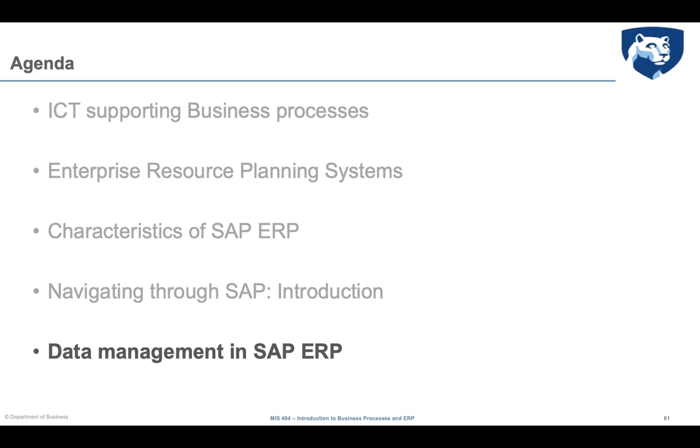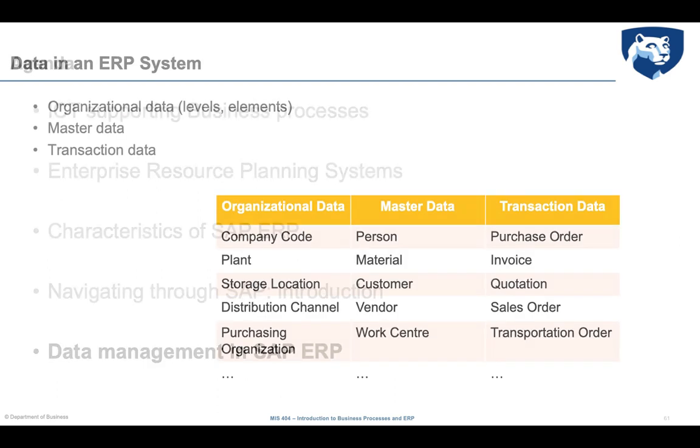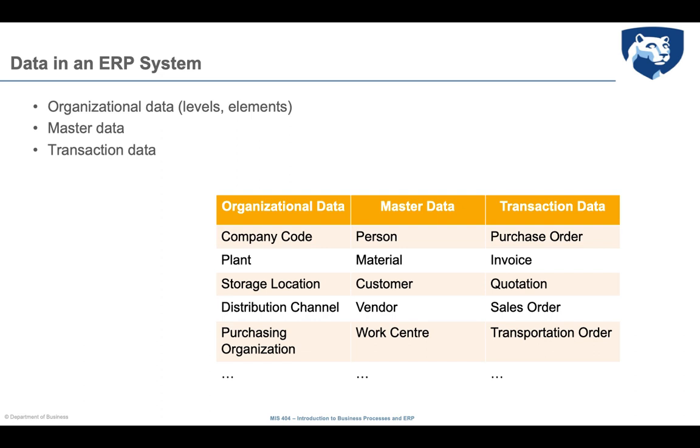Okay, so now we have all the preliminary information to understand. We have talked about enterprise resource planning systems as systems that store data coming from the execution of business processes. Now, which types of data are stored in an enterprise resource planning system, and in particular in SAP? Three types of data: organizational data, master data, and transaction data.